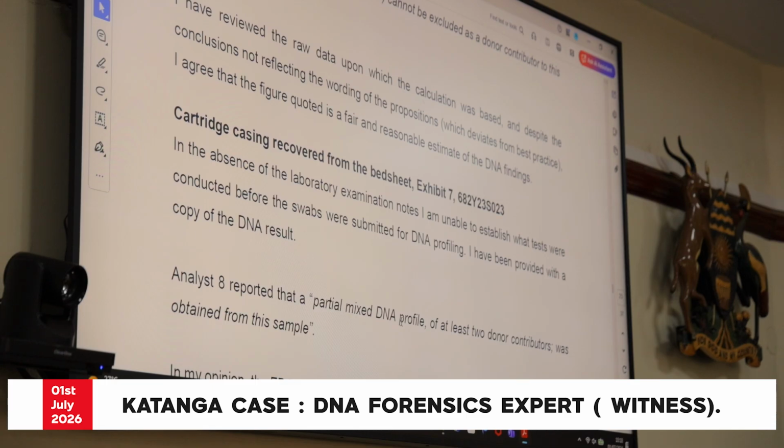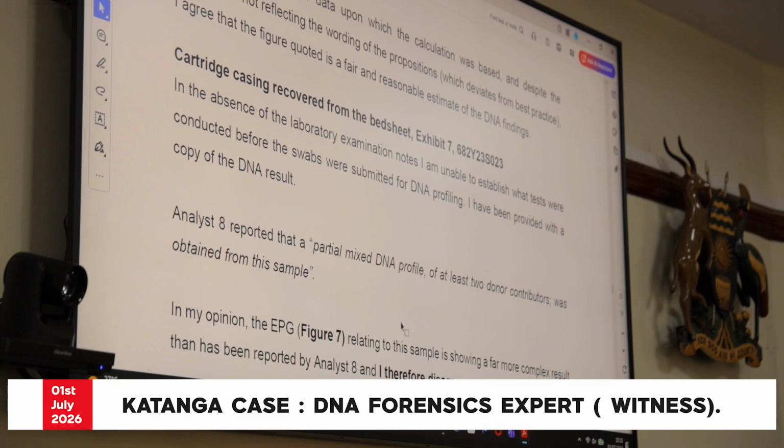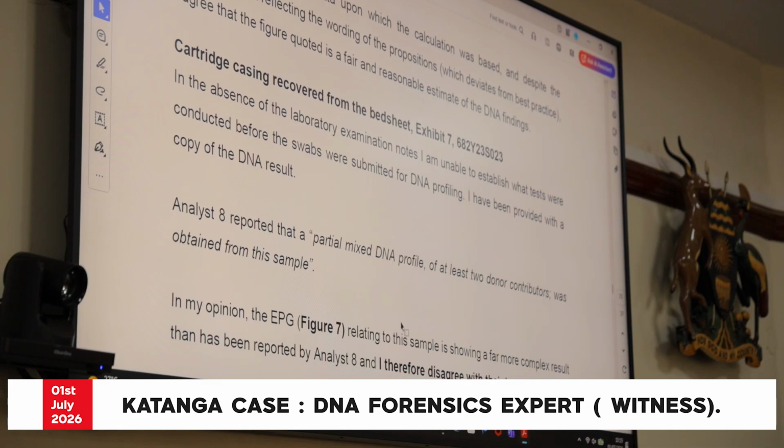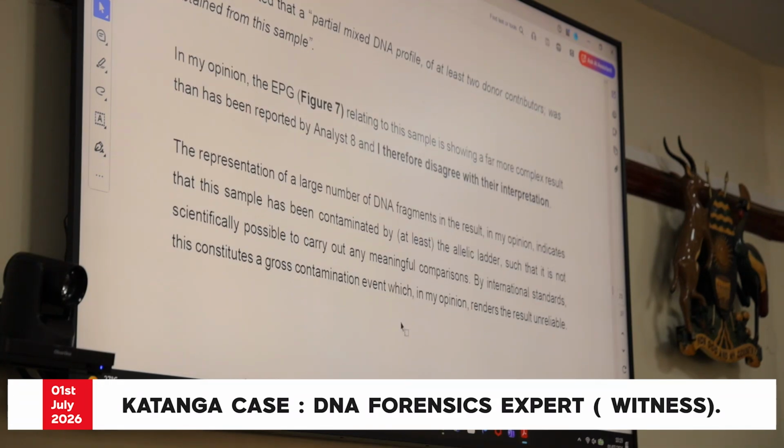And what did analyst number 8 say he had found on cartridge number 23? On sample 23, from the DNA report, analyst 8 stated that a partial mixed DNA profile of at least 2 donor contributors was obtained from this sample. Now go back to the sample.